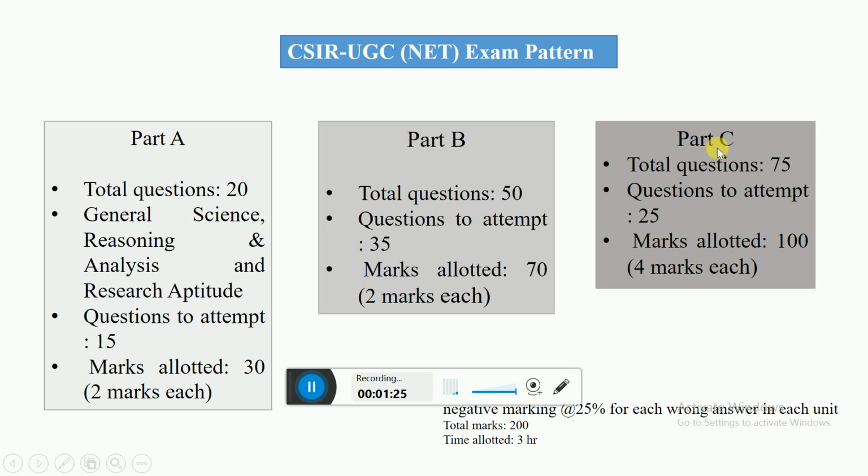In part C, there are a total of 75 questions, and you have to attempt only 25 questions. Each question carries 4 marks. So in total, part C carries 100 marks. In all these three parts, there is negative marking of 25% for each wrong answer. This paper is of 3 hours duration, and the maximum marks are 200.